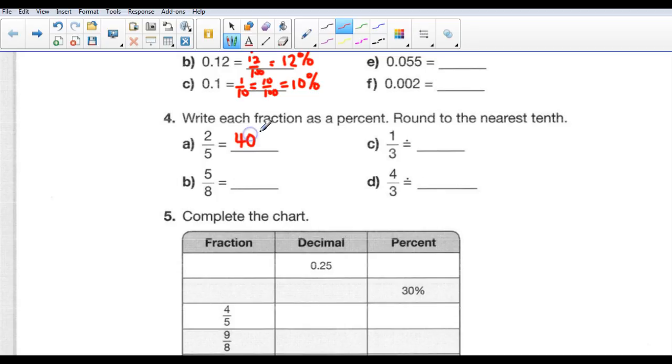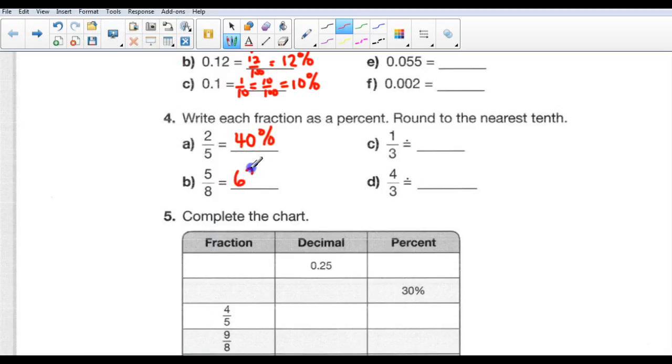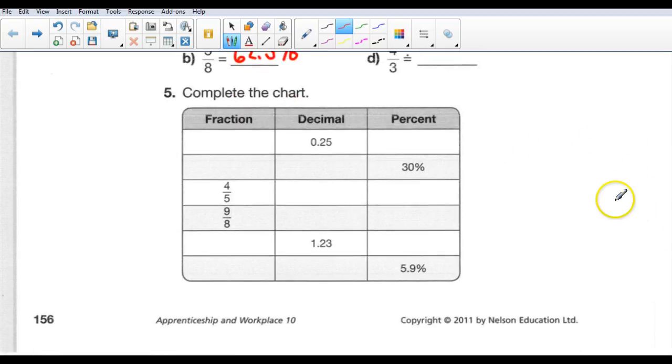So 2/5 is the same as 40%. Basically, we're saying that the number 2 is 40% of the number 5. Okay, let's do 5/8. We take our calculator, take 5 divided by 8, hit equals, and multiply that number by 100, because it wants it as a percent, per 100, and we get 62.5. So that's the same as 62.5%. Okay, so you do the other 2.